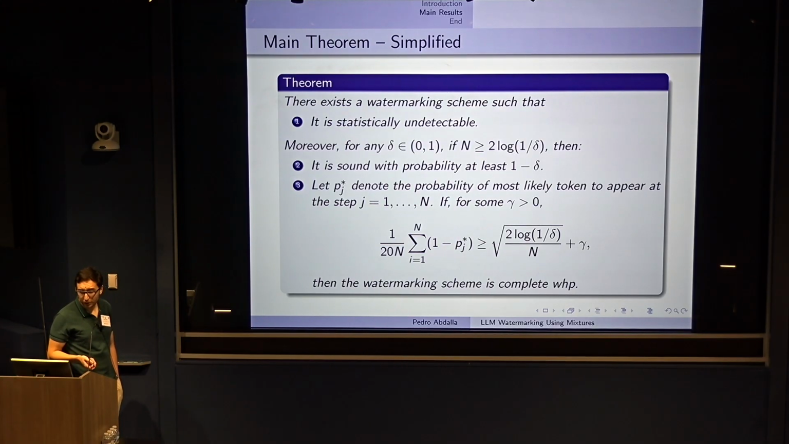So how natural is this condition? Well, if at each time the probability distribution is too spiky, in the sense that the next token is almost a deterministic function, so it has very low entropy, then we should not be able to do watermarking, right? This appears in all the works, but here our concept of entropy is hidden in 1 minus the most likely token, and this is very easy to interpret. It's not a complicated function. If you want some asymptotics, the deviation term goes to 0 like square root of n, so this quantity on the left-hand side just needs to be bounded away from 0. Okay.